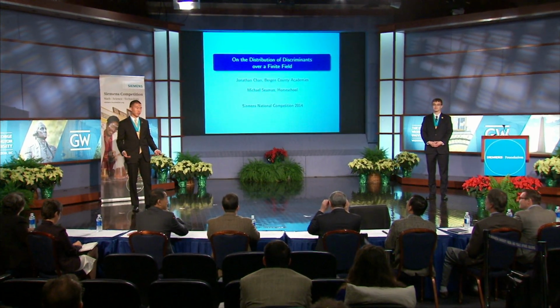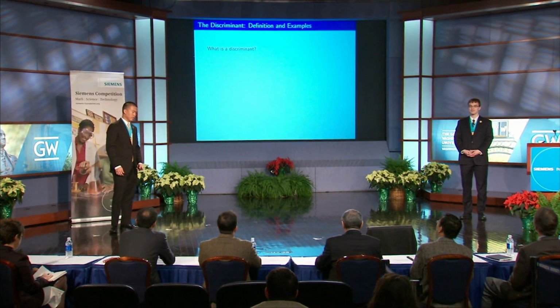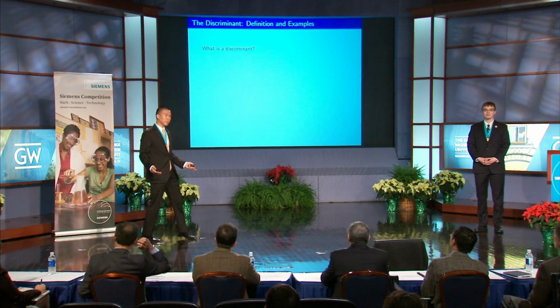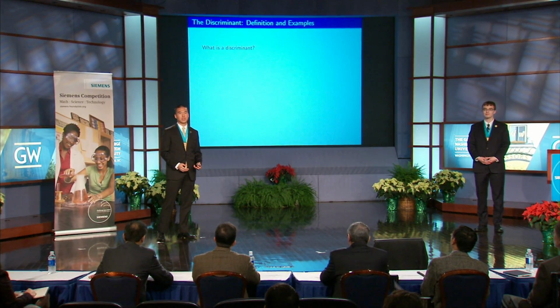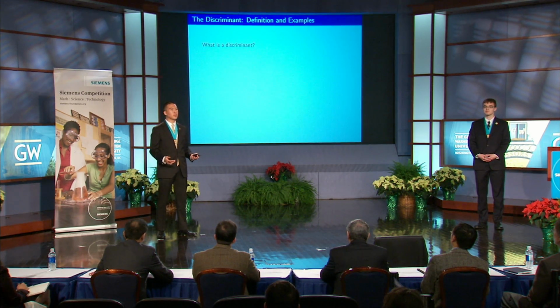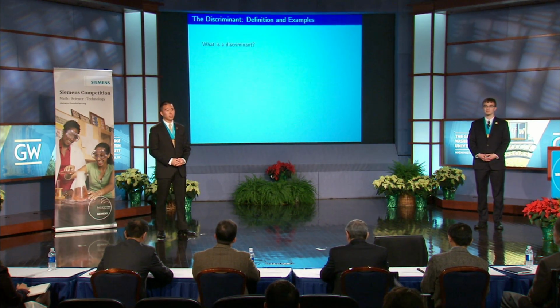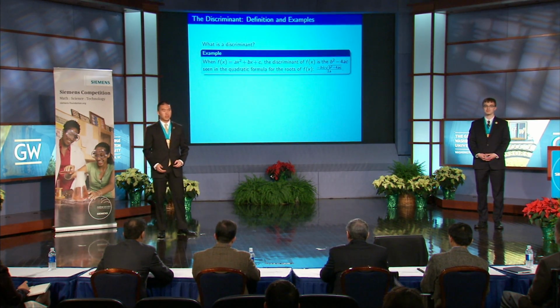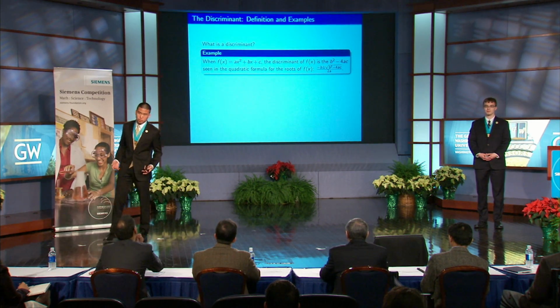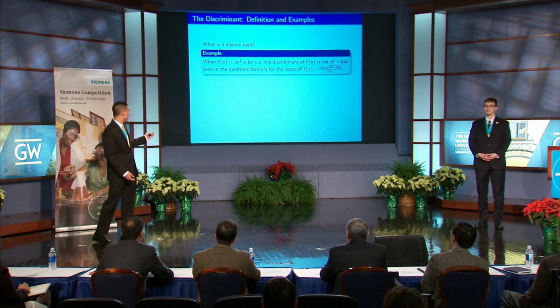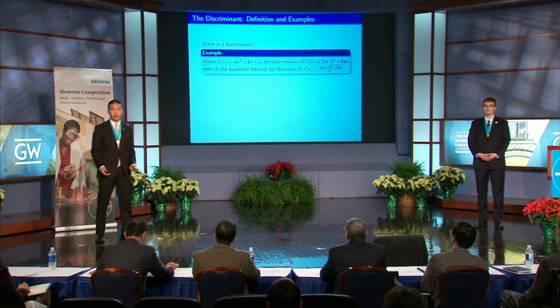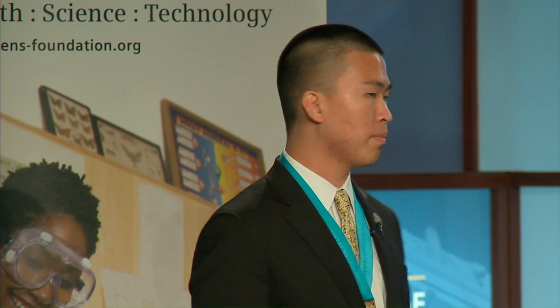of discriminants over a finite field. I'll begin by addressing a very important question. What exactly is a discriminant? A discriminant is a fundamental quantity that we associate with each polynomial. For example, I'm sure many of you are familiar with b squared minus 4ac, the expression under the square root in the quadratic formula. This is actually the discriminant of the quadratic polynomial ax squared plus bx plus c.